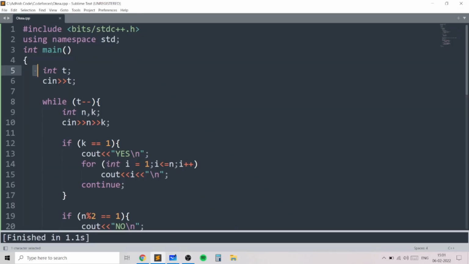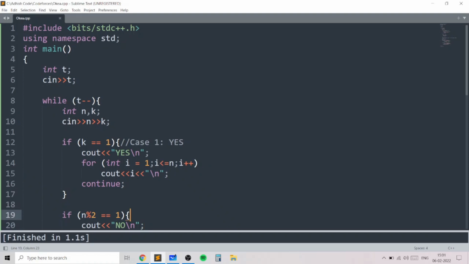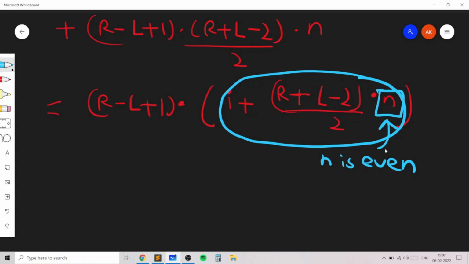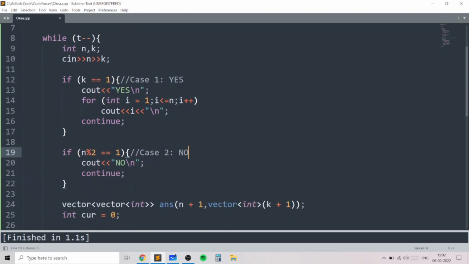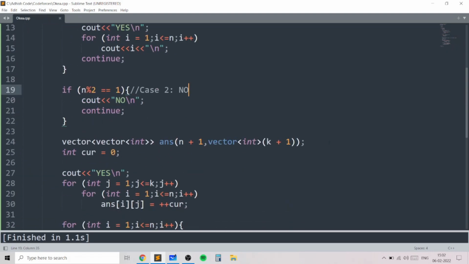So in the code, for each test case, I take the value of n and k. If k is 1, this falls under case 1. This means we will print yes, because we know that simply printing number i on the ith line is enough. When n is odd, we know that this quantity will not be integral for some value of L and R, and that's why we will print no. However, if n is even, this is the final case.